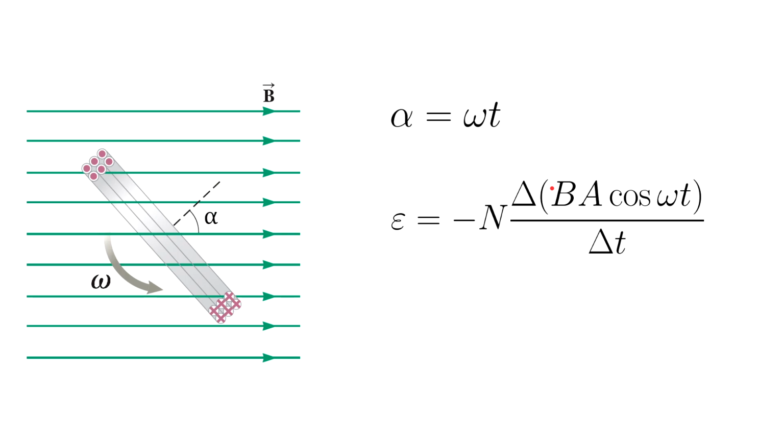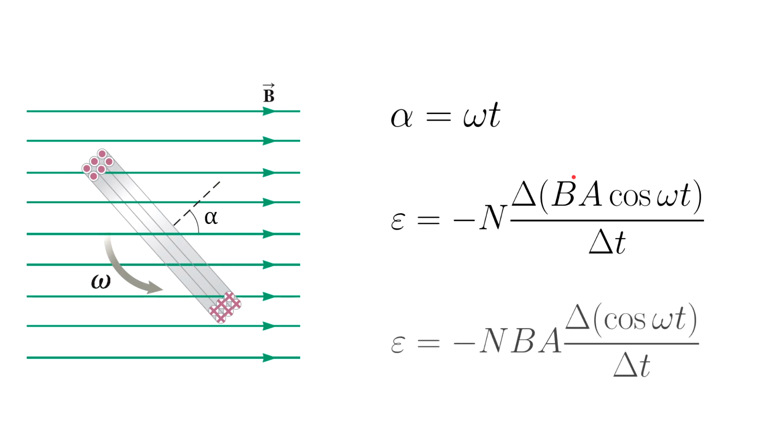In this particular situation, the magnetic flux of the loop is changed only by the rotation of the loop, that is, by changing the angle between the normal and the field. The magnetic field B and the area A are not changing, so we can consider them constant. That's why I can take them out of the bracket, and I have the expression minus N B A times delta cosine omega t over delta t.